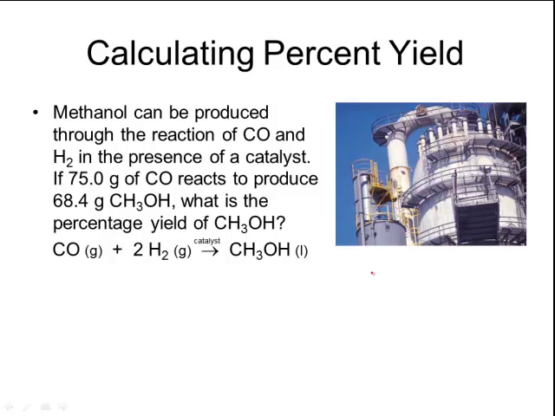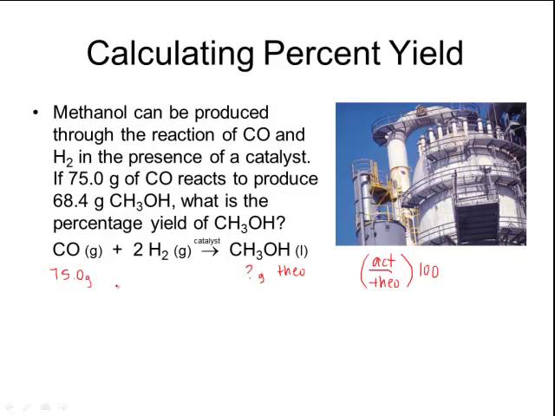In order to calculate percentage yield, we need the actual amount divided by the theoretical amount, and then that number multiplied times 100. Well, we know the actual amount because the problem gives us the actual amount as 68.4 grams of methanol, but we don't know the theoretical amount. Remember that the theoretical yield is always determined using stoichiometry, so we'll need to do a stoichiometry problem first before we can solve this problem. So I'm going to pull the 75 grams of carbon monoxide out because that's how much I know I'm starting with, and let's figure out how many grams of methanol I could theoretically produce.